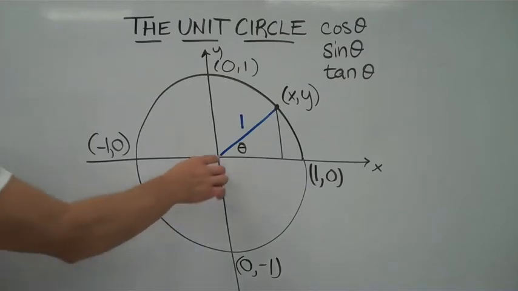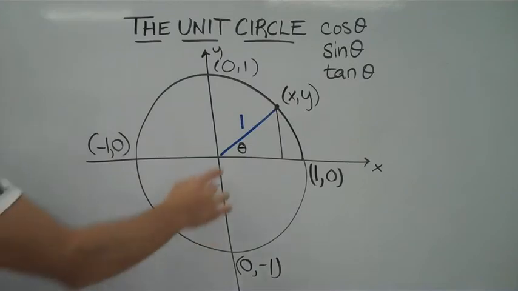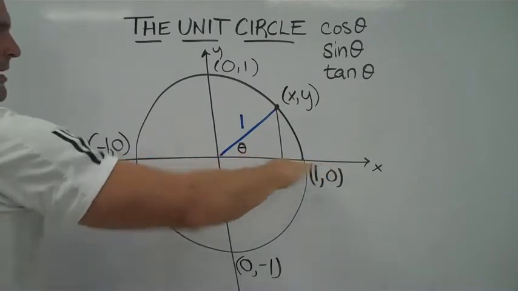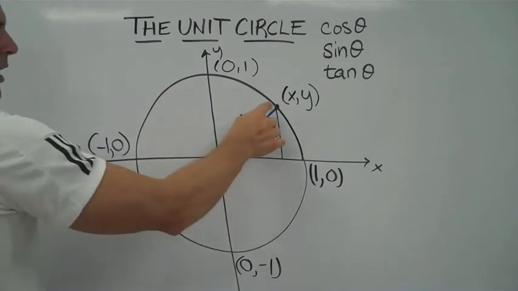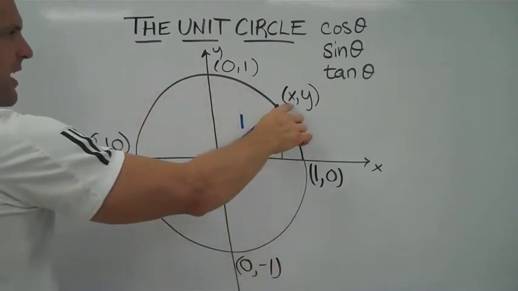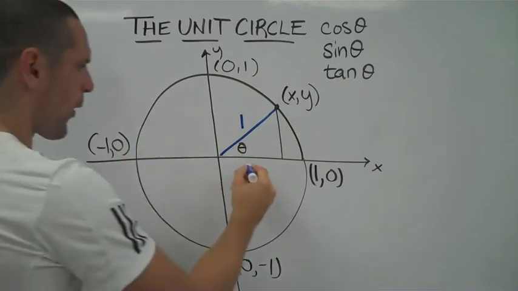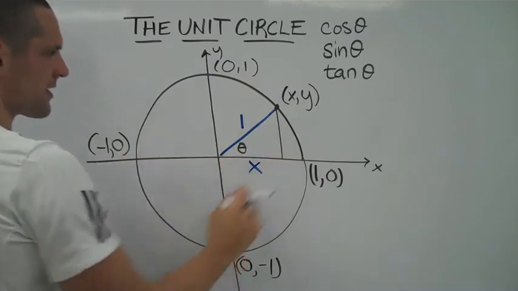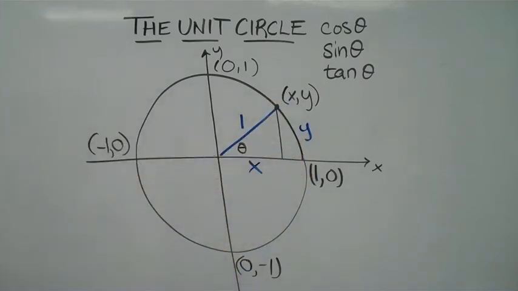If that's the case, then if this is a radius of 1, then this blue line is also a radius of 1, and we can create an angle with the horizontal x-axis, we'll call it theta. Well, any point on my unit circle I can designate as x, y. Over x, up y. So this distance here is x, and I go up y, so that distance there is y.